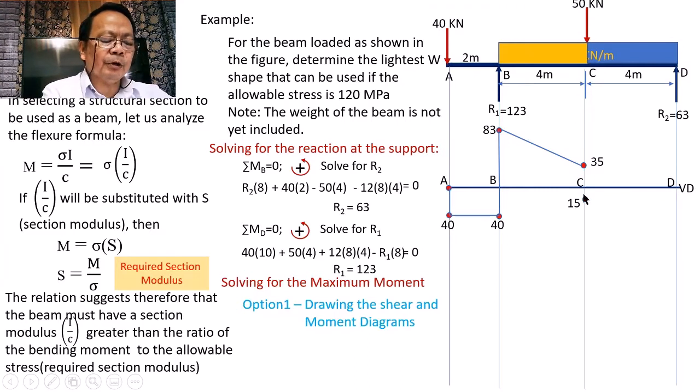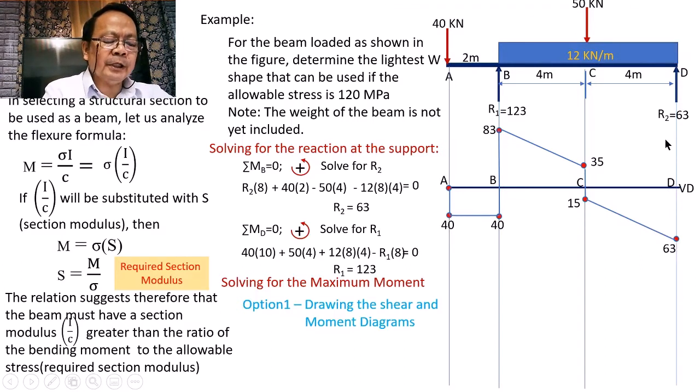And how will this be connected? May vertical load, vertical line dito, di ba? Then from 15, ibawas ko ulit itong part nito. That is 12 multiplied by 4, and that's 48. So magiging negative, actually this must be negative 50, negative 63. Di ba? And this will be connected with a straight line.